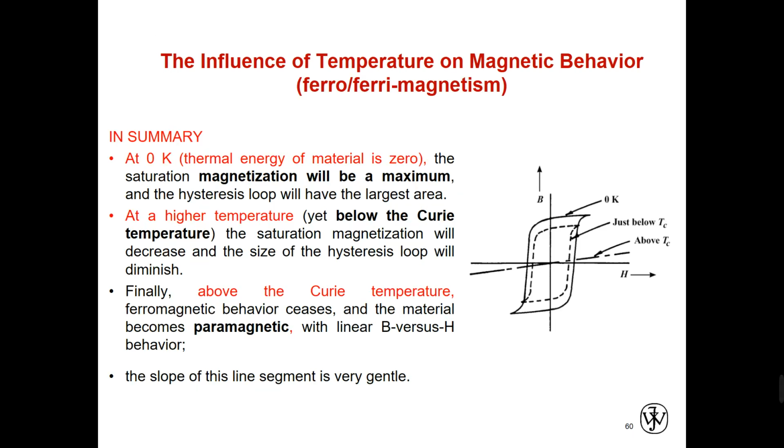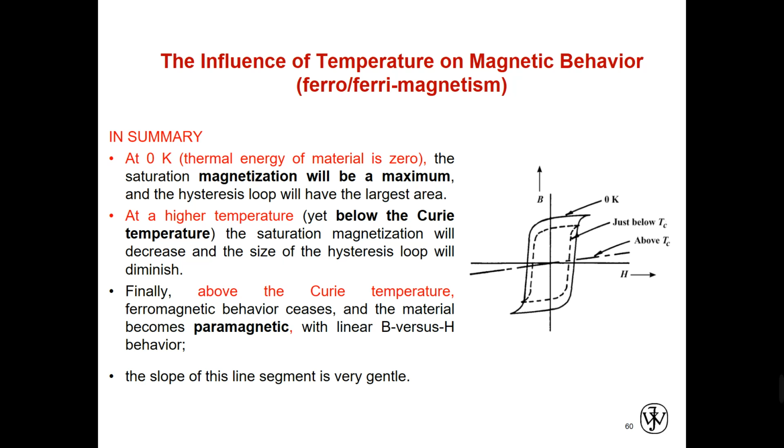And then for ferro and ferrimagnetism, to summarize, at 0 Kelvin, thermal energy of the material is 0, the saturation magnetization will be at maximum, and the hysteresis loop will have the largest area. We'll take a look at hysteresis after this. At a higher temperature, yet below the Curie temperature, the saturation magnetization will decrease and the size of the hysteresis loop will diminish or be eliminated. Finally, above the Curie temperature Tc, ferromagnetic behavior ceases and the material becomes paramagnetic with linear B versus H behavior.